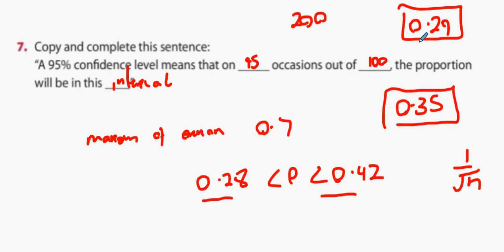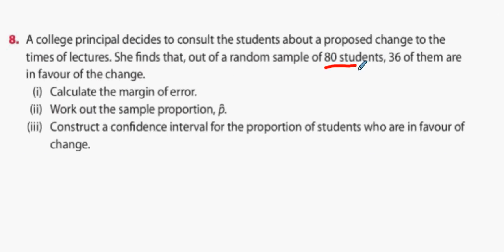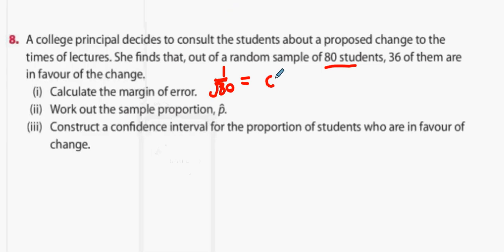All right. Now to put this into context, we'll do question 8 really quickly. How many students did you interview? 80. So 1 over the square root of 80. What do you get for that? So 1 divided by root 80, anybody? 0.11. So 11% error. Would you be cool with that?